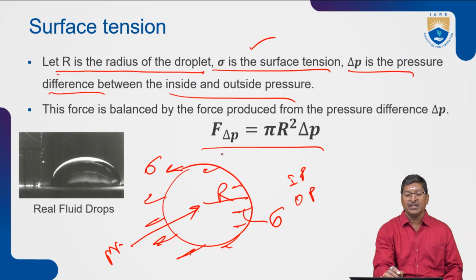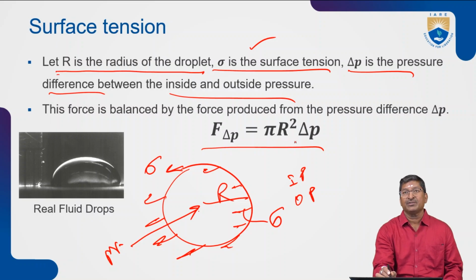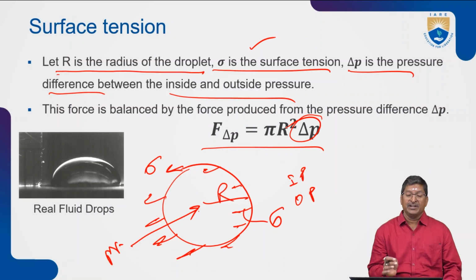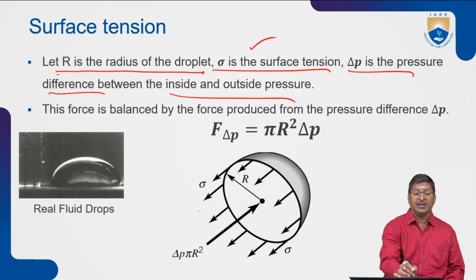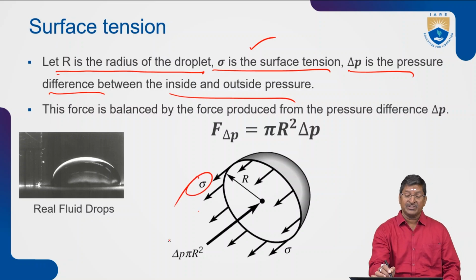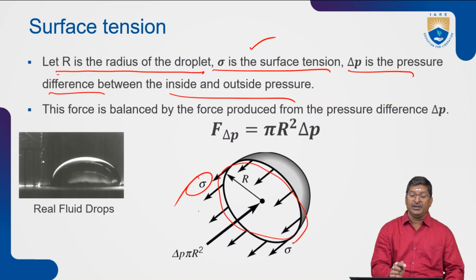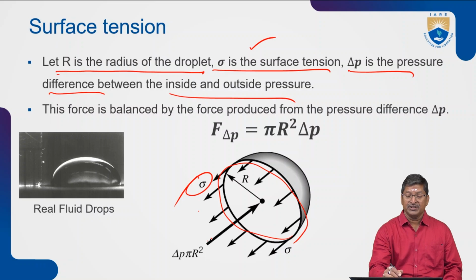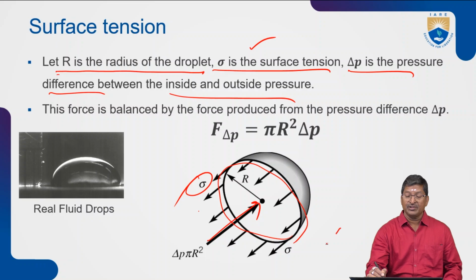This pressure force is pi r square into delta P, where delta P is the difference between the internal pressure and the external pressure. You can see R is the radius of the droplet. Here sigma is the surface tension, which is available at the surface of the droplet. So this is the internal pressure force, delta P pi r square, acting in this direction, and this is acting towards the inside.